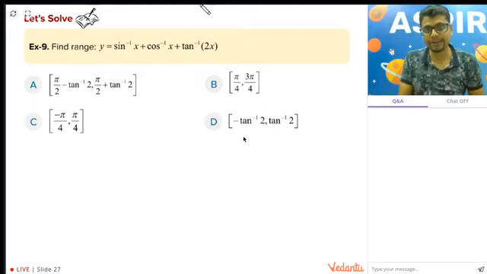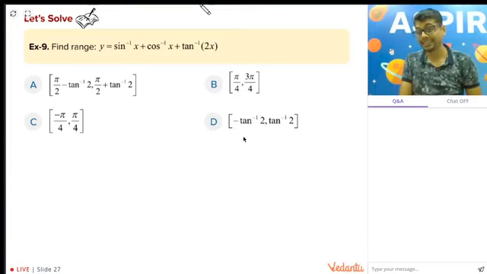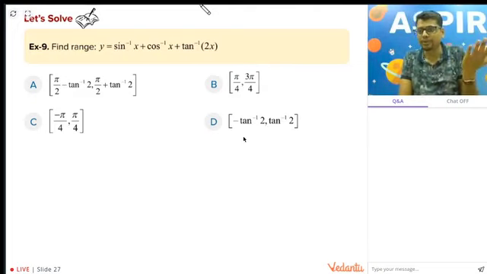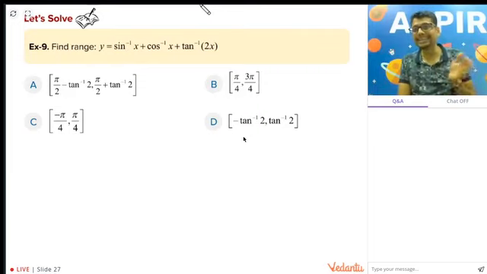Let me give a hint. Basically, sine inverse x plus cos inverse x plus tan inverse 2x. Range has been asked. First of all, you should be clear with the domain. What is the domain? Of sine inverse x, of cos inverse x, of tan inverse 2x. Then you take the intersection of the domains, and that is the actual domain. Sine inverse x plus cos inverse x is always pi by 2. And tan inverse 2x is again increasing. Tan inverse x or tan inverse 2x, it is increasing, right? Because if you increase x, 2x also increases. Simple, straightforward.